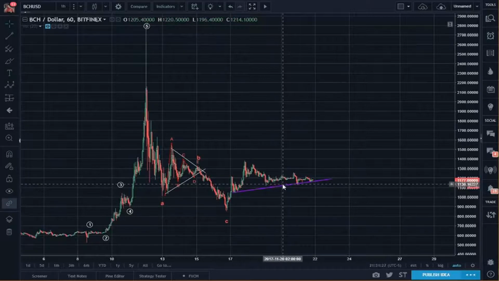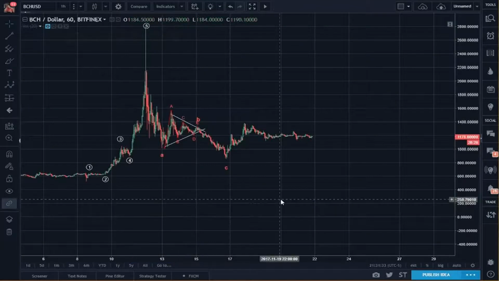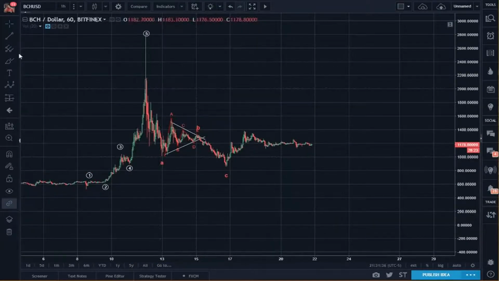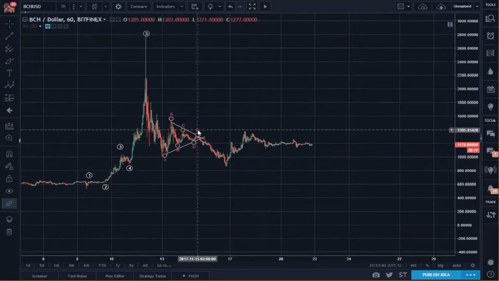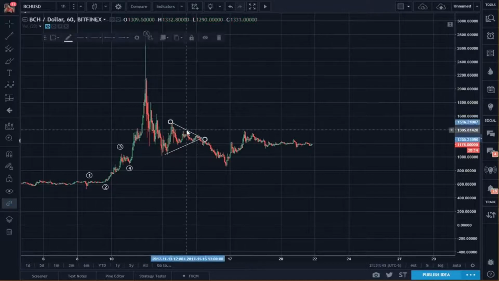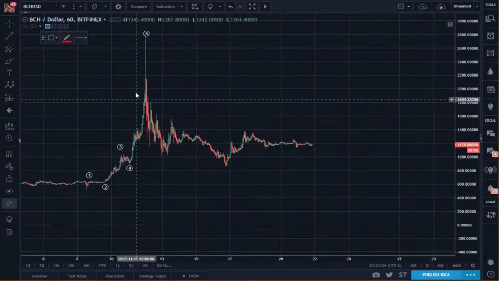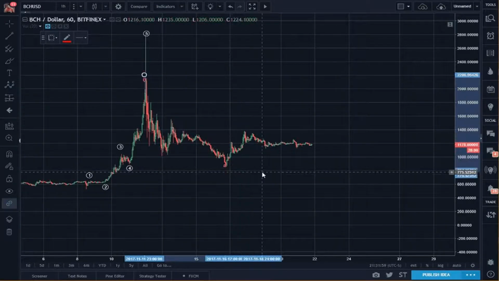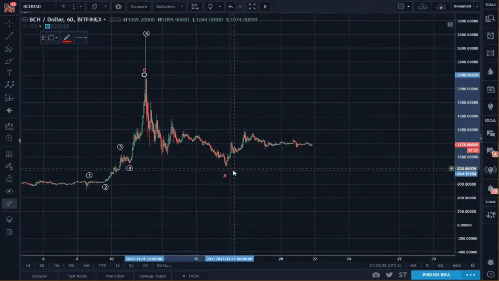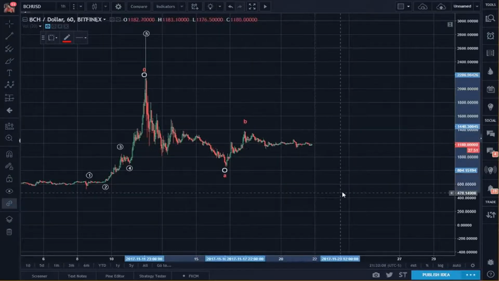Remember the hurry up and wait syndrome. What I'm kind of thinking now, if I had to see a bearish case, A, B, C for A, B. The reason why I'm doing this is because this looks very three-wave-ish. A, B, C, B, A, B, complex, complex, complex, and a drop.